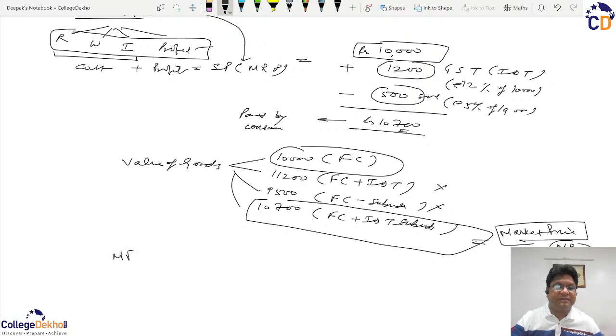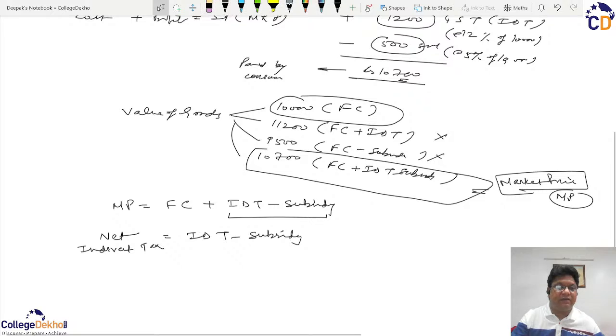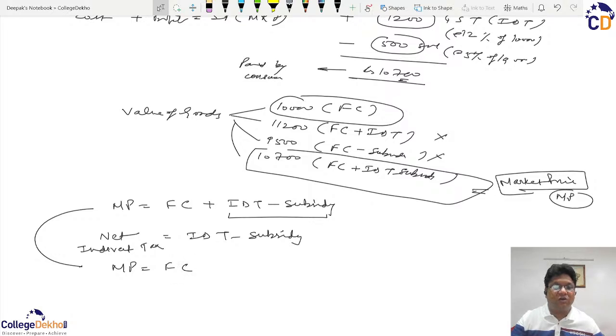So market price is equal to the factor cost plus indirect tax like GST, and it is to be deducted with the subsidy. And this indirect tax minus subsidy, as discussed earlier, is also known as net indirect tax. So we can say that the market price will be equal to factor cost plus net indirect tax.